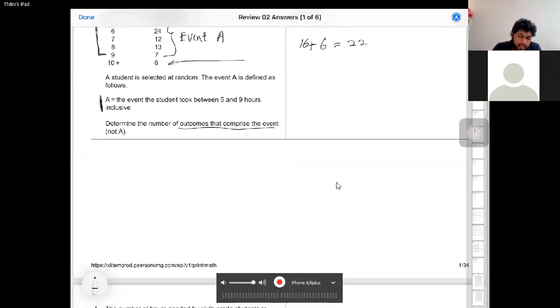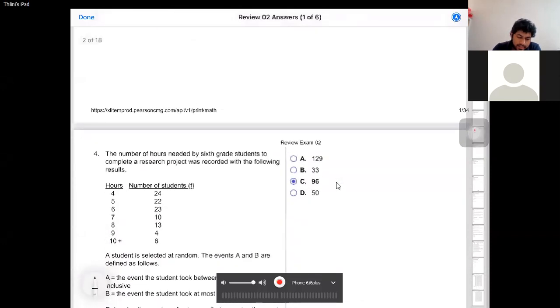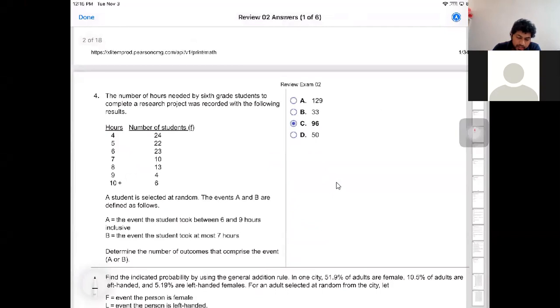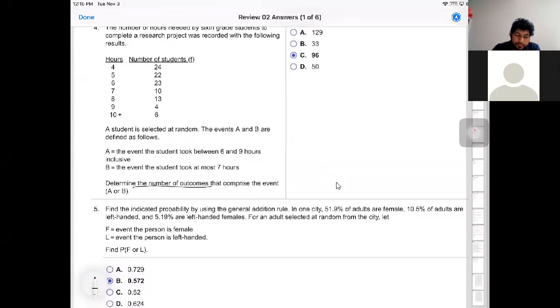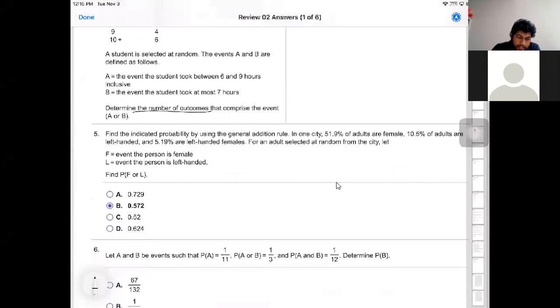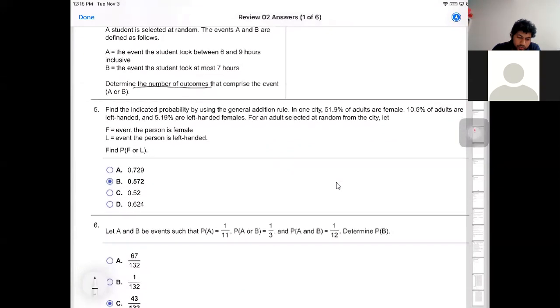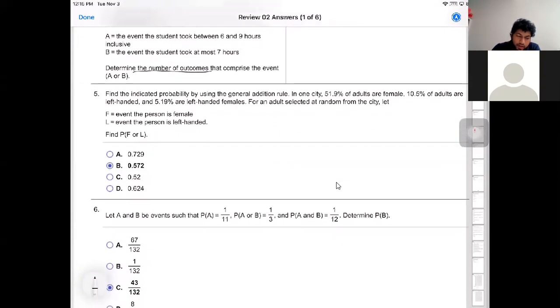Let's go to the next one. It is the same as the previous one. You have to find the number of outcomes. Clear? First find the number of outcomes belonging to that particular event. First figure out what this event is, or what those events are, then try to filter your answer. It is the same as question number 4. We have a different one in question number 5.